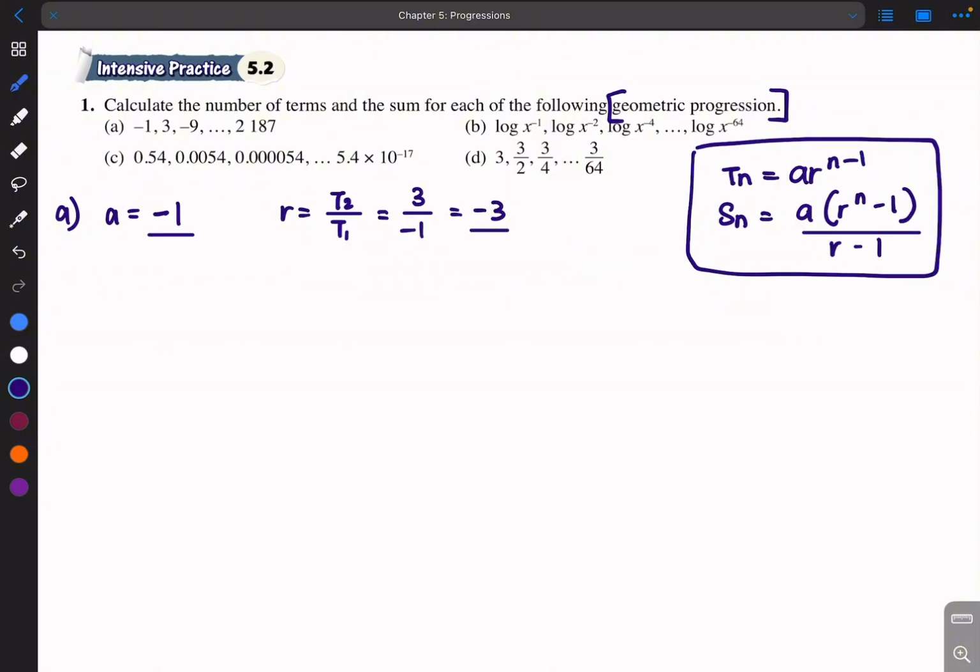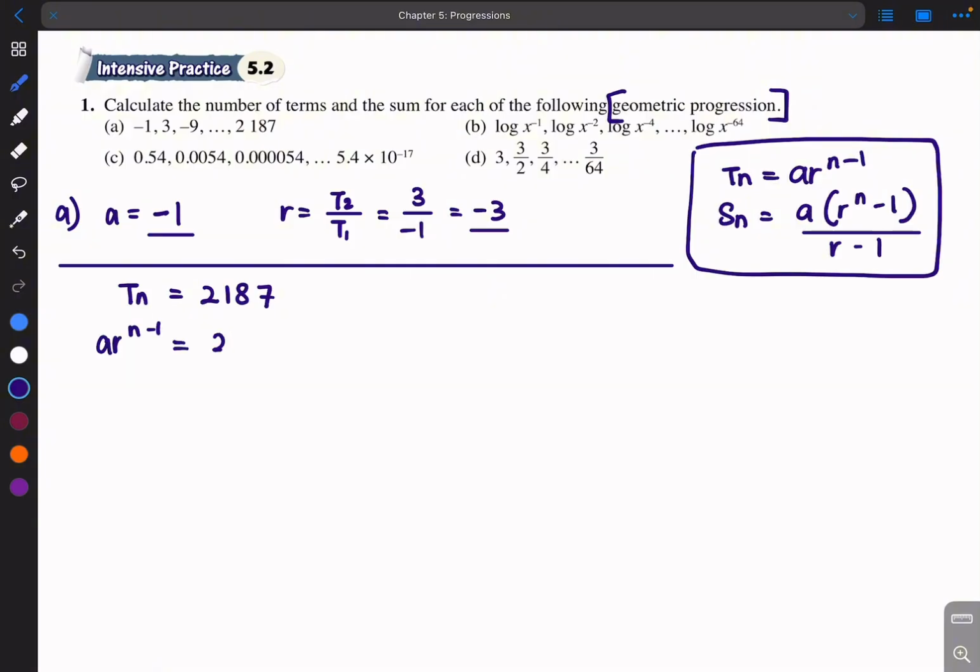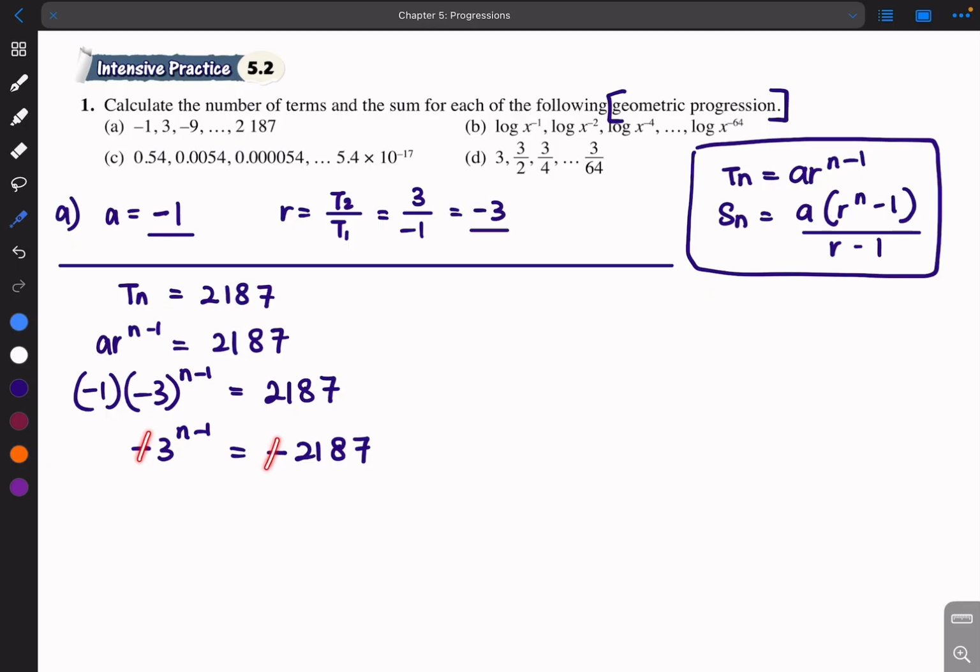Alright. Now we can find n. So we know the nth term is 2187. So ar^(n-1) equals 2187. We know the values of a and r. So negative 1, negative 3 to the power of n minus 1 is 2187. So negative 1, we bring it over here, becomes divide negative 1. So we'll get negative 2187. Since both sides got negative, we can cross out the negatives.